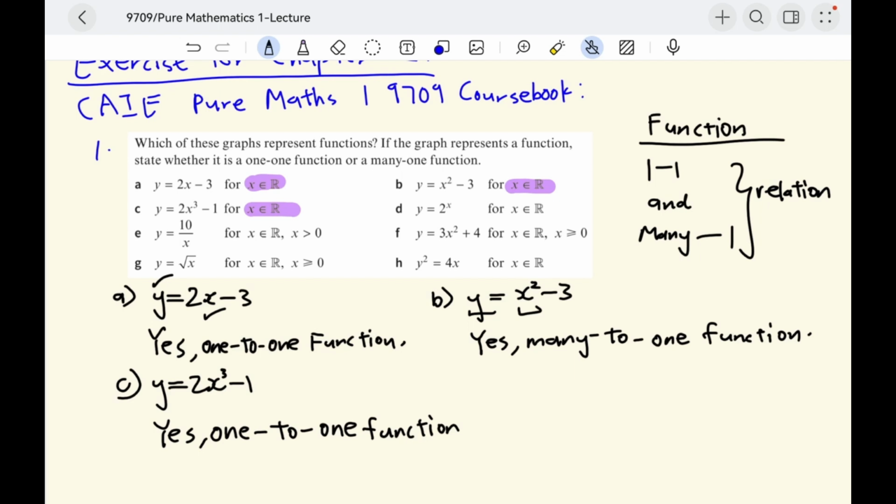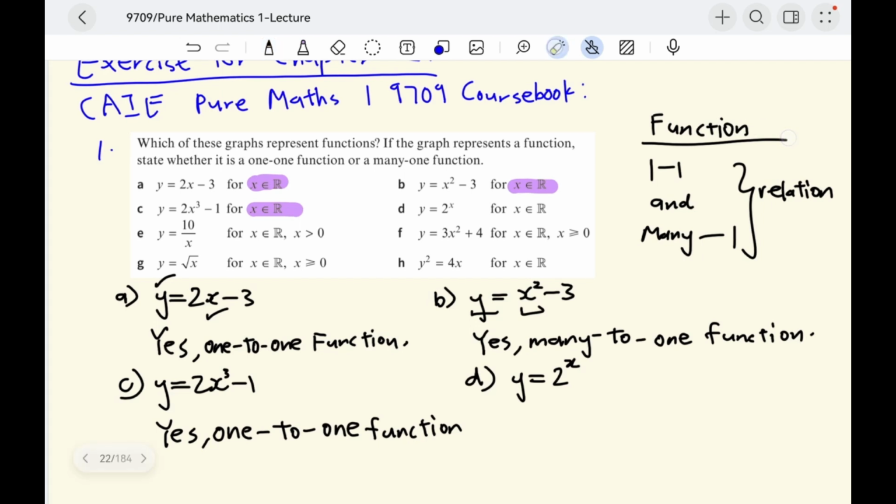Let's take a look at part D. y equals 2 to the power x. It is an exponential function, just that the base is not e, it's 2. Some would not consider it an exponential function, and instead call it a power function.